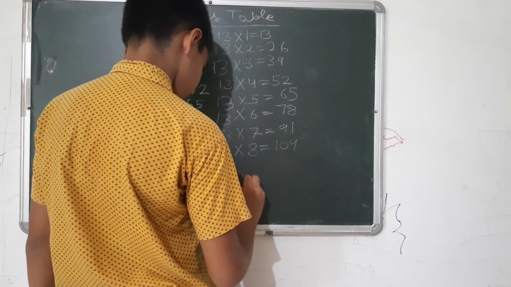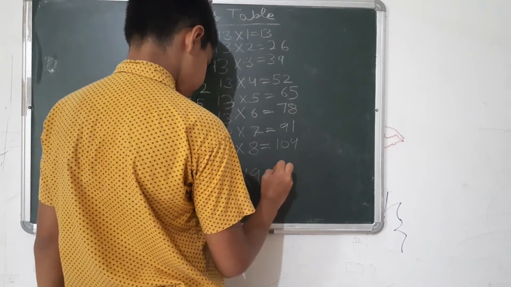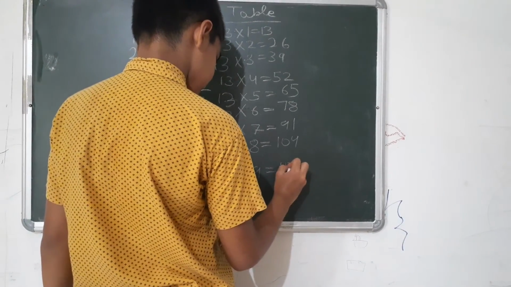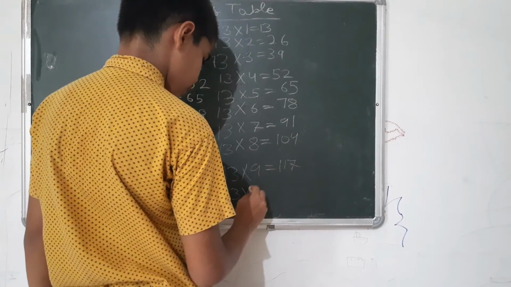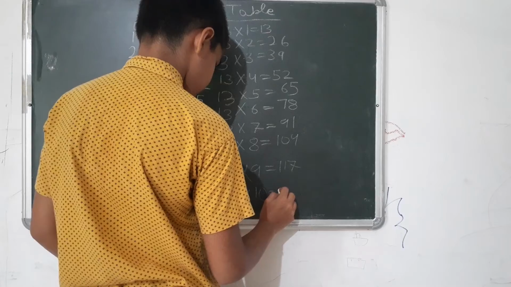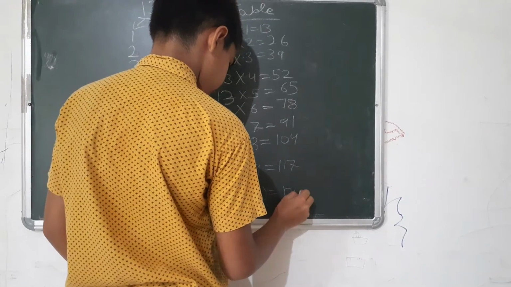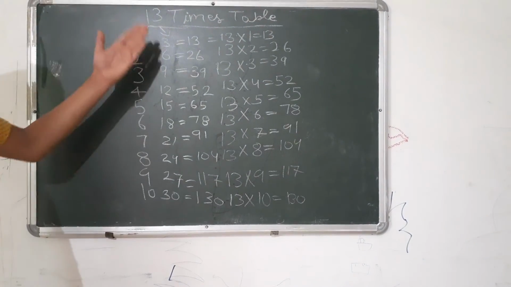13, 9 ja 117, 13, 10 ja 130. We have done 13 times table.